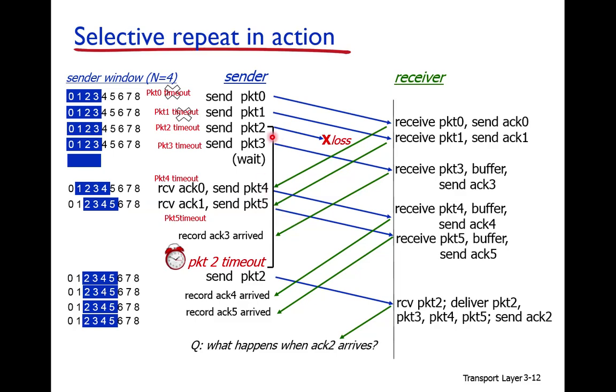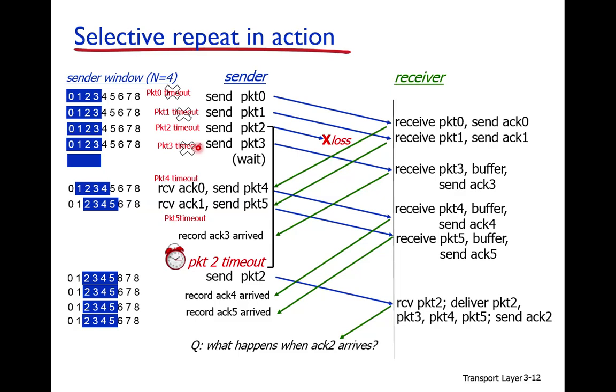Okay. Now suppose that packet number 2 is lost, and packet number 3 is received. So packet number 3 is received out of order, so it will not be delivered to the application. It will be stored in the buffer, and the acknowledgement will be sent for packet number 3. Acknowledgement number 3 means that packet number 3 is received correctly. So when it arrives, packet number 3's timer will be stopped.